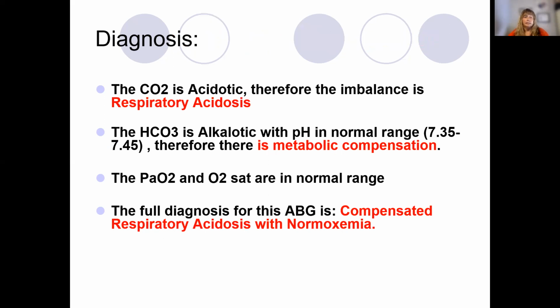So, the diagnosis for this. The CO2 is acidotic, even though it's within the range. Therefore, the imbalance is a respiratory acidosis. The bicarbonate is alkalotic, and it's causing the pH to be within the normal range, 7.35 to 7.45. Therefore, there is a metabolic compensation. Those kidneys have been working. The PaO2 and oxygen saturation are in a normal range. So the full diagnosis for this ABG, because the pH is between 7.35 and 7.45, is a compensated respiratory acidosis with normoxemia, because the oxygen levels are normal.